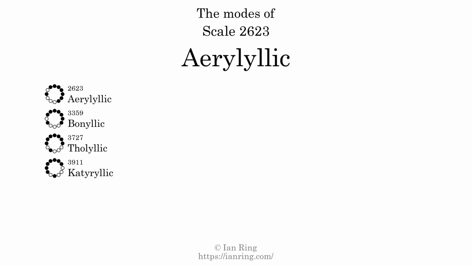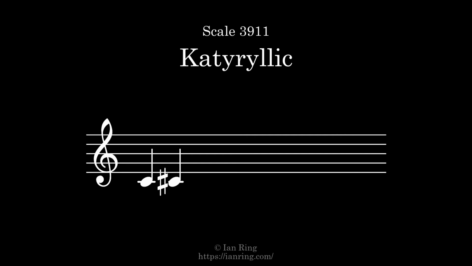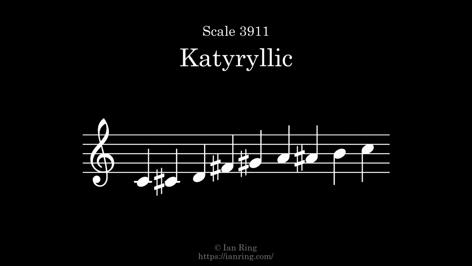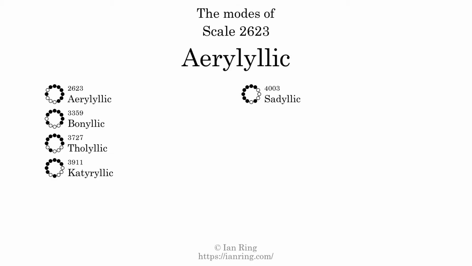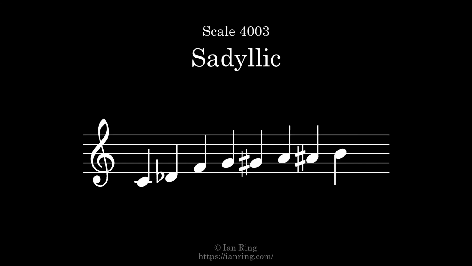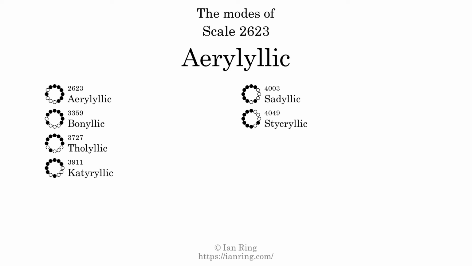The fourth mode is scale 3911, also known as Aerylyllic. It sounds like this. The fifth mode is scale 4003, also known as Aerylyllic. It sounds like this. The sixth mode is scale 4049, also known as Aerylyllic. It sounds like this.